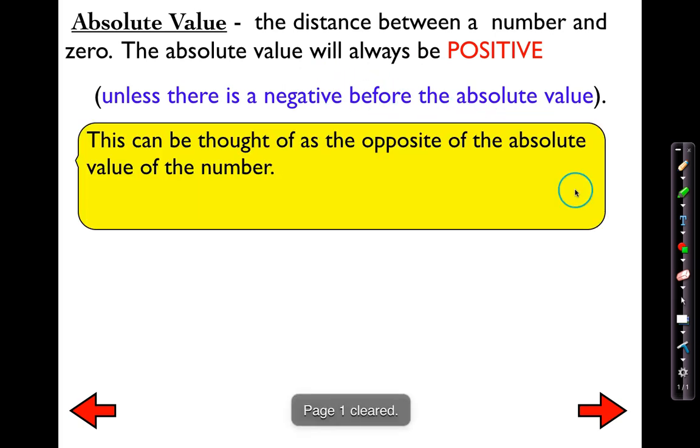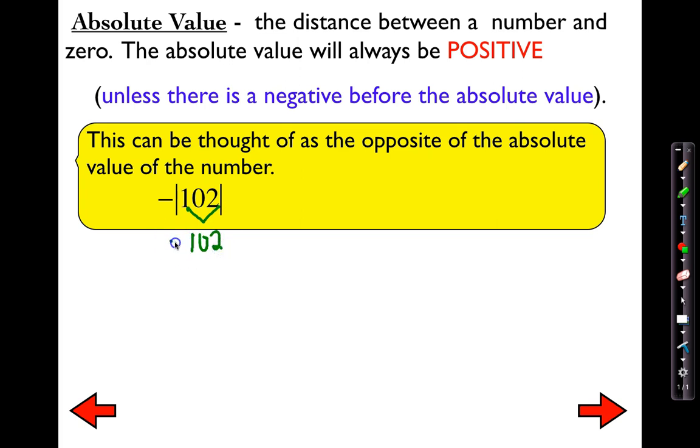So something that looks like this, you would actually read as the opposite of the absolute value of 102. So think about it. When you have to take the opposite of something, you have to first figure out what that something is. So here, what is the absolute value of 102? 102. Well, what's the opposite of it? It would be negative 102. So here is an example where the result of the absolute value along with the negative sign up front would be negative, and that's your only case.